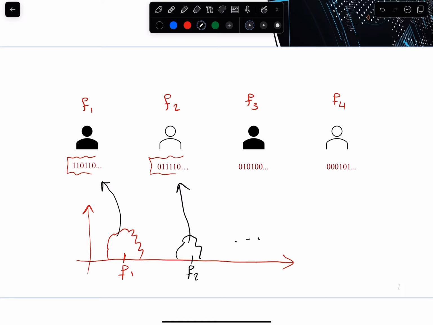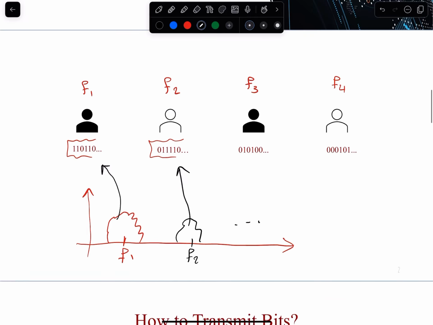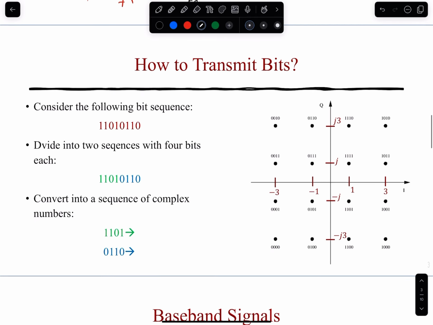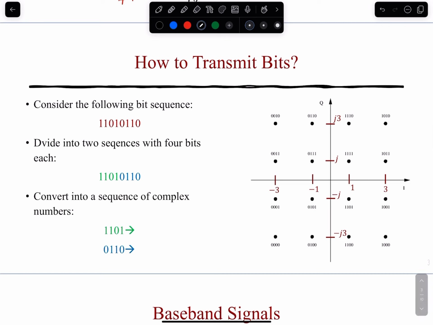Okay, now let's see how the signal looks if we apply this modulation. So we want to transmit a sequence of bits. Let's assume we have 8 bits here that we want to transmit using electromagnetic waves. One of the most well-known modulation techniques is called QAM, or quadrature amplitude modulation, and I'm going to explain this QAM in more detail in a future video.